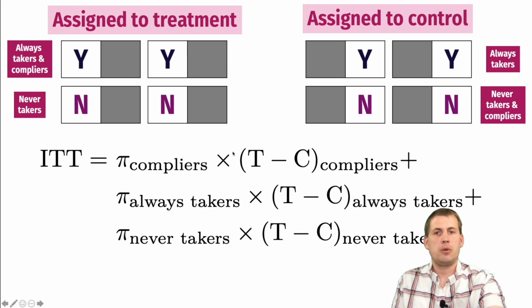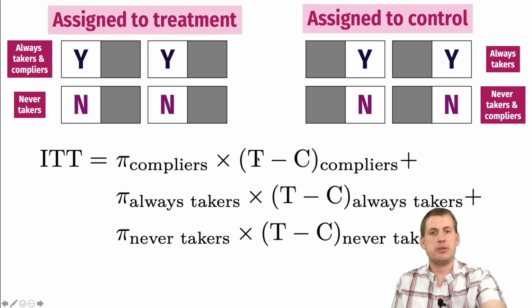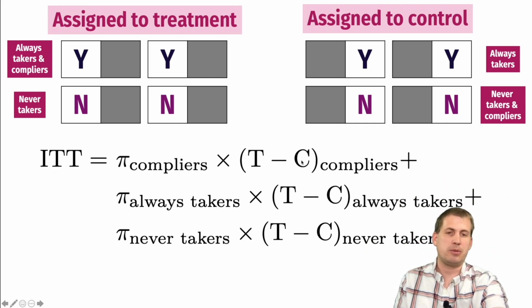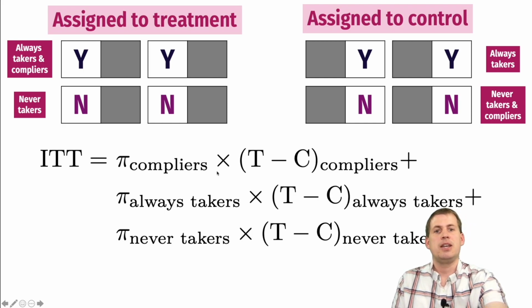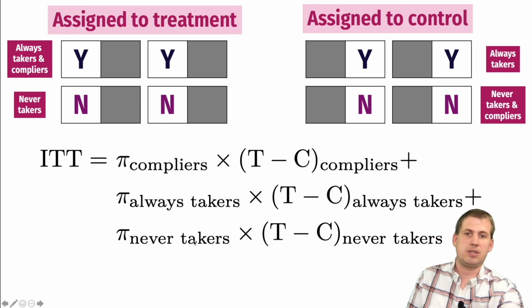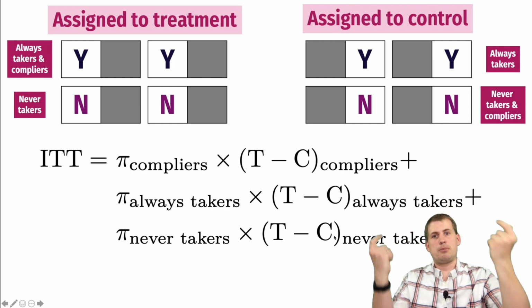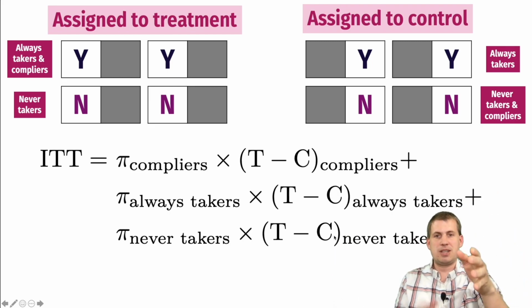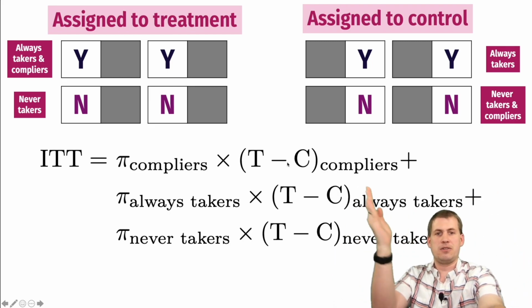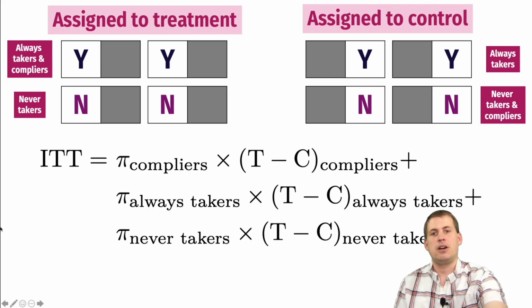And so one way to calculate this intent to treat effect is if we say there are 33% compliers, we figure out the average outcome for people in the treatment minus the average outcome for people in control for just the compliers. If we add that to the always takers effect and add that to the never takers effect, we add all of those up and that gives us the intent to treat effect. So it's really just kind of the weighted average of all of these different effects for compliers, always takers, and never takers.